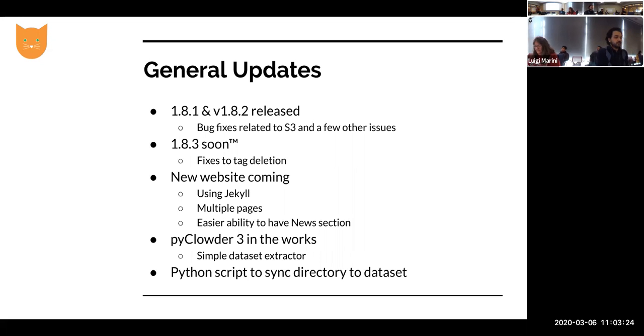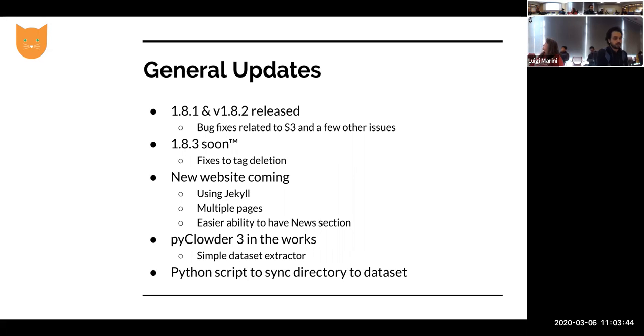So in terms of general updates, since we last met at the end of last year, we have had some patch fixes that have gone out. We have a new one also going out. We've also started working on a new website for Clowder using Jekyll, which is what powers the GitHub pages.